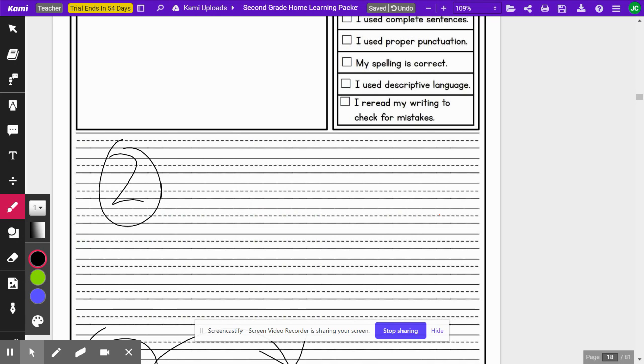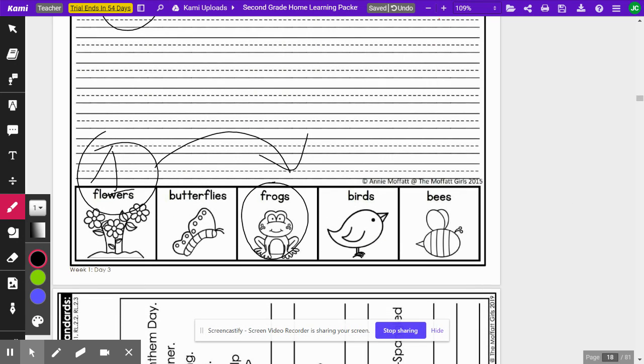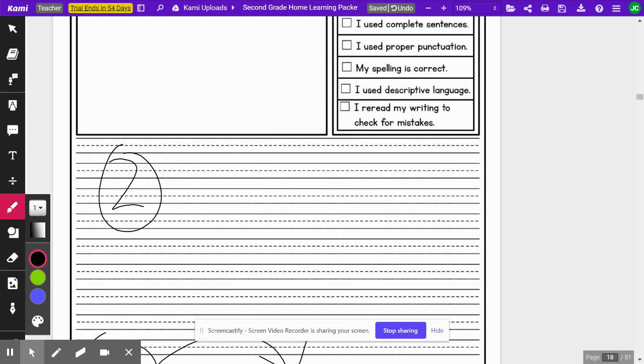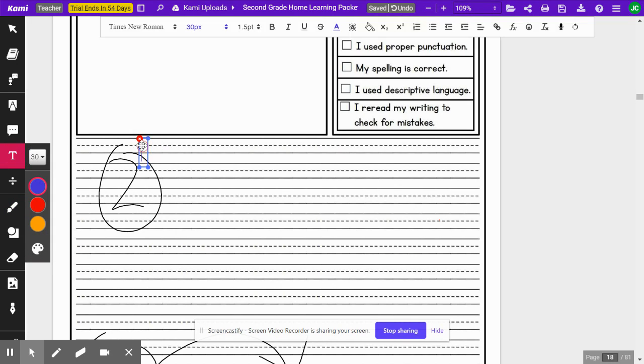Talk about frogs if you choose frogs. Talk about bees if you choose bees. Talk about flowers if you choose flowers. In fact, I'm going to give you a topic sentence you can use to start your writing right here. Once upon a time, a friendly frog lived on an icy mountain.